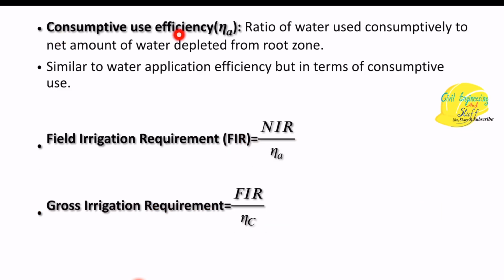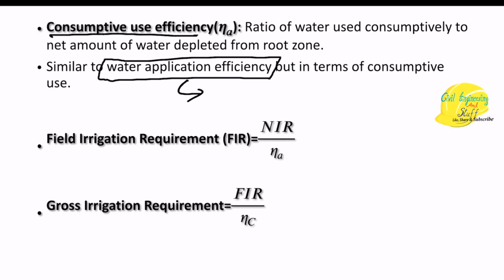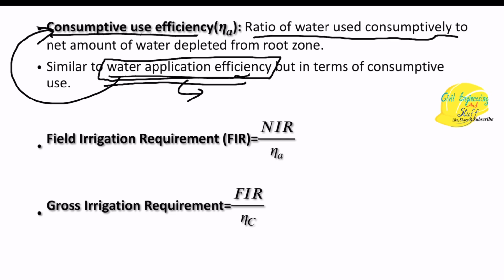Then we have the consumptive use efficiency, and it is the ratio of water used consumptively to net amount of water depleted from the root zone. It is similar to the water application efficiency, and we have discussed the water application efficiency in the previous lectures, so you can refer to that for more detail. All right, water consumptive use efficiency and water application efficiency are more or less similar terms, but when water application efficiency is discussed in terms of consumptive use, it is the same. That is the ratio of water used consumptively to net amount of water depleted from the root zone.